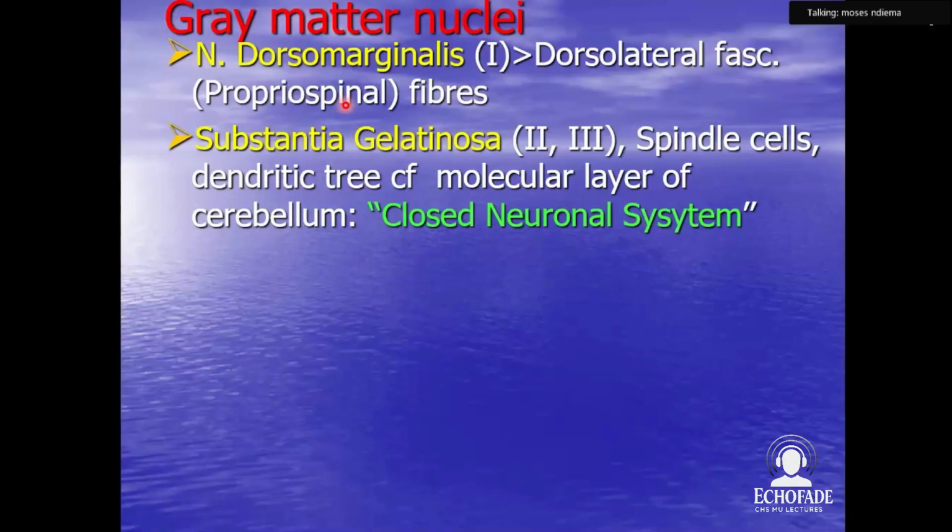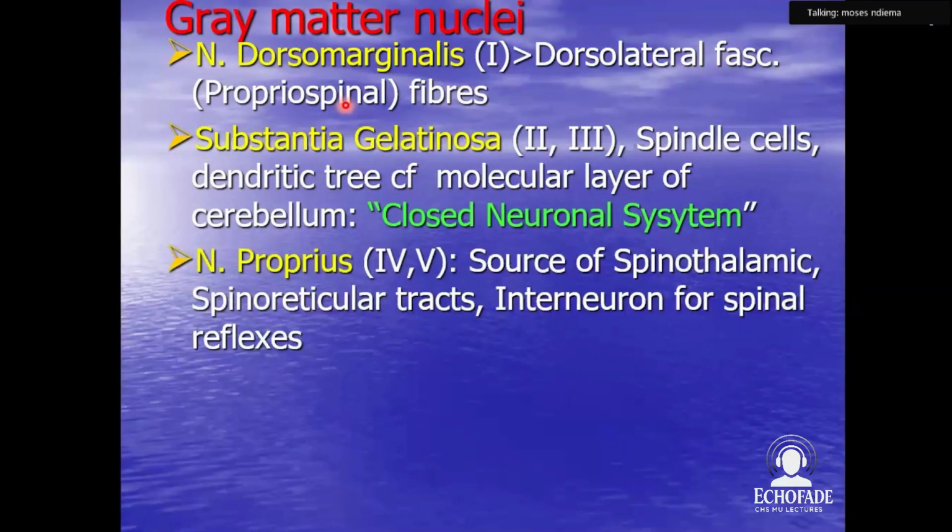These are mainly spindle cells, something like a dendritic tree. We'll talk about the dendritic tree later on, similar to what we have in the cerebellum. Nucleus proprius, so the spinal tract, and we'll be looking at the tracts. You note the spinothalamic tract is able to send information to the thalamus for crude touch and temperature. That's very important. Once we know where they are, we can understand if there's any damage in the spinal cord, we lose those particular functions.